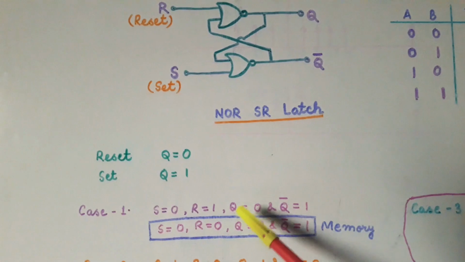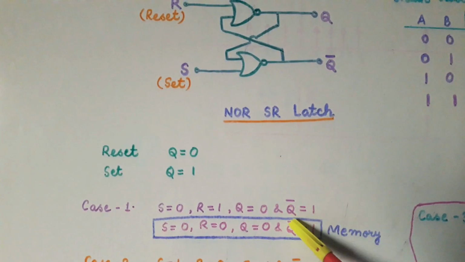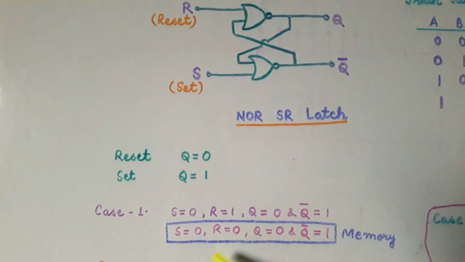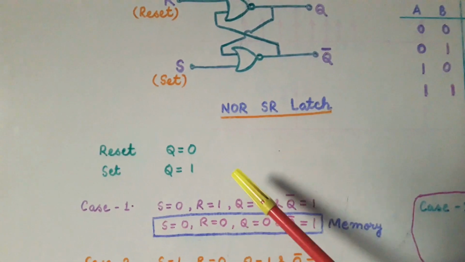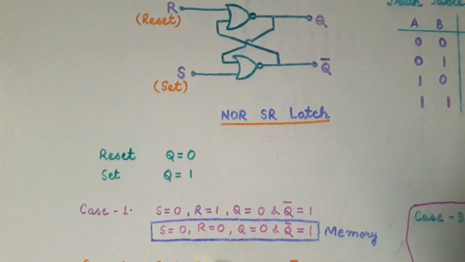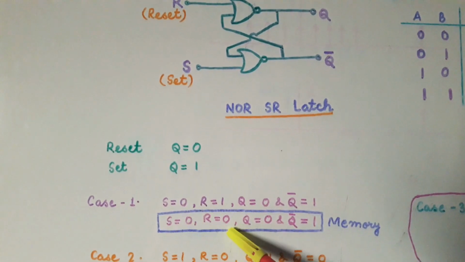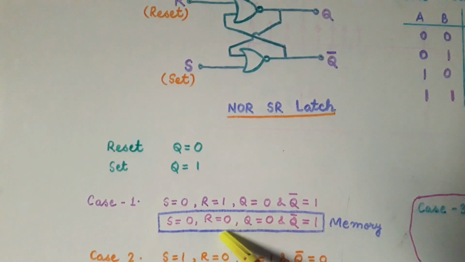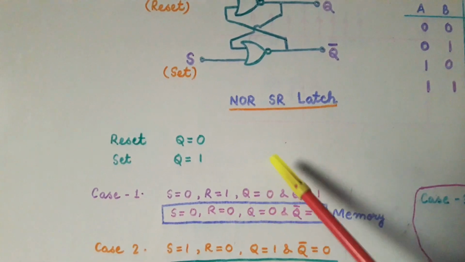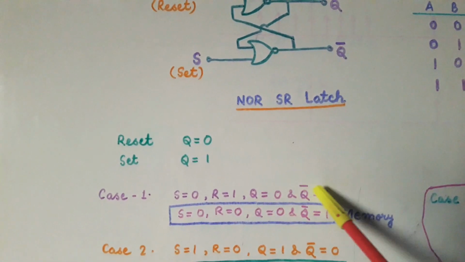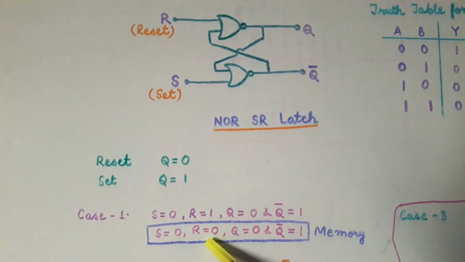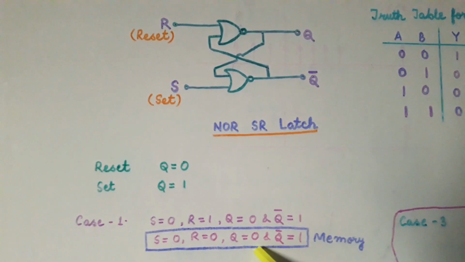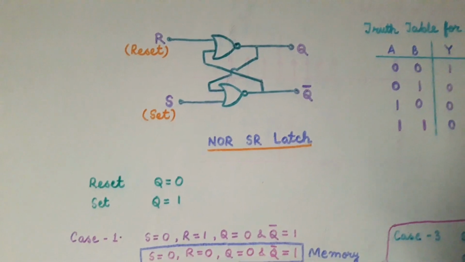Let us check whether this circuit works like this or not. For this, we will remove the inputs from this circuit, that is, we will remove the inputs S and R, that is, we will make them equal to 0. And now again we will find out what are the values of Q and Q bar. So we have made S equal to 0, R equal to 0. Now we will find out what are the values of the outputs Q and Q bar.